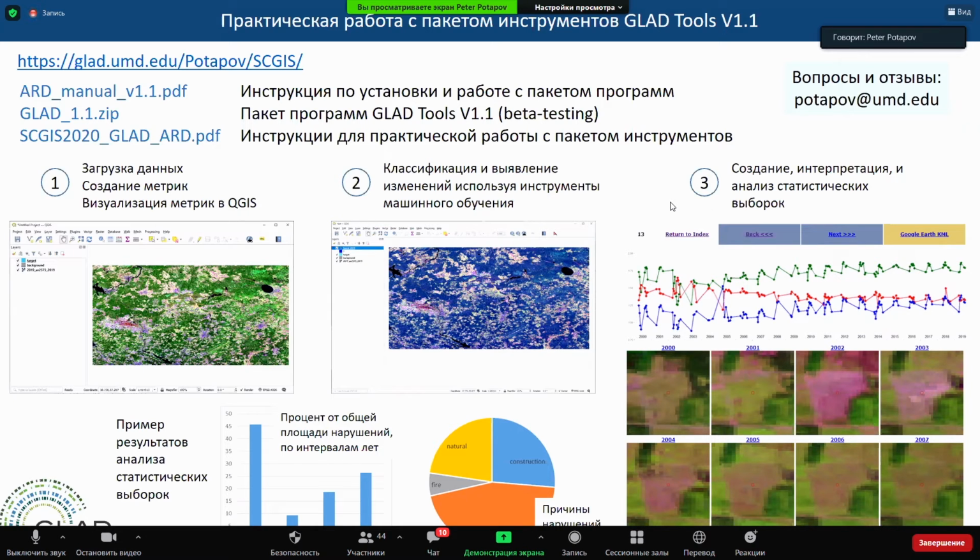We are telling the reader what can be done in order to improve the accuracy. You can look also at the damaged area by year or by type of the damage, which is not always possible to do using Landsat. So these are all the data that you can retrieve and analyze using our system. Thank you. I'm done.